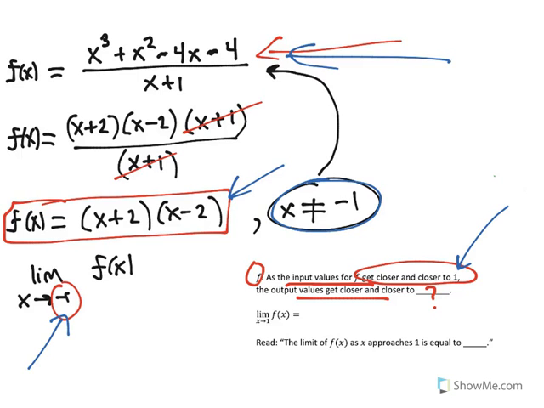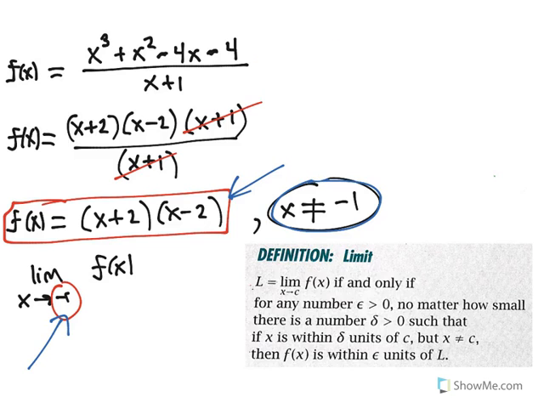Because again, for the limit, we don't care what's happening at x is equal to -1. It's okay if the function is not defined there. We want to know what's happening as the input values for f get closer and closer to -1, what's happening to the output values. So that's basically what we need to do, so we can use the simplified version of f to do that.